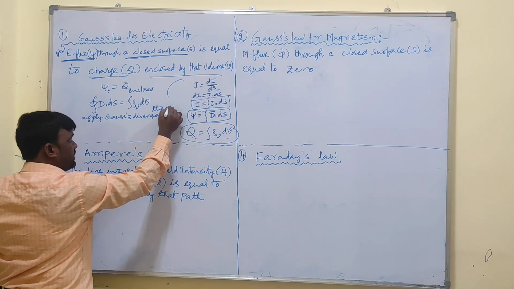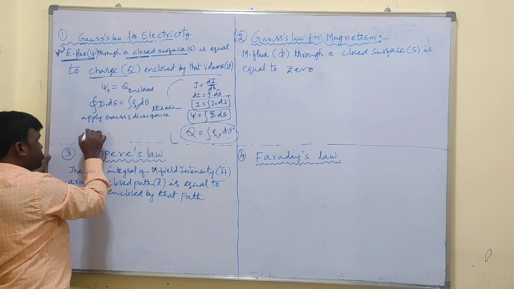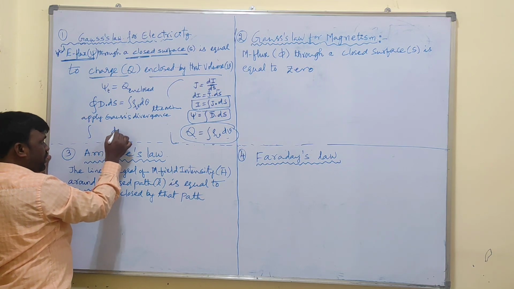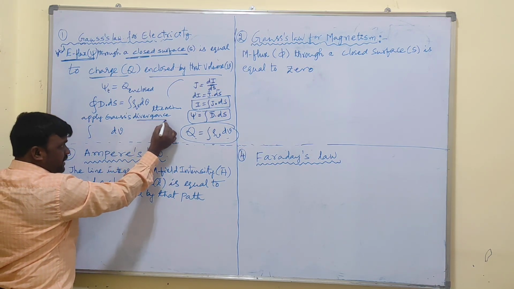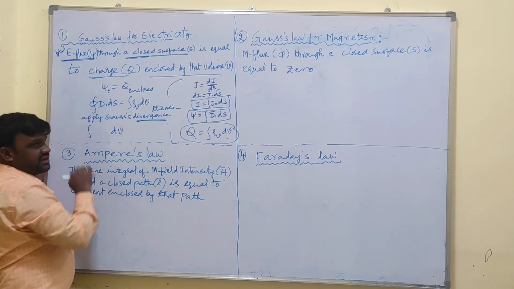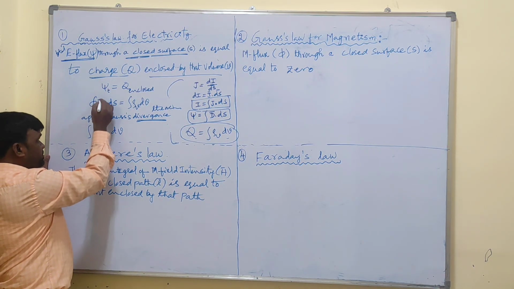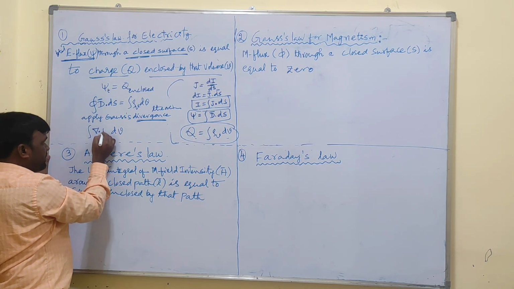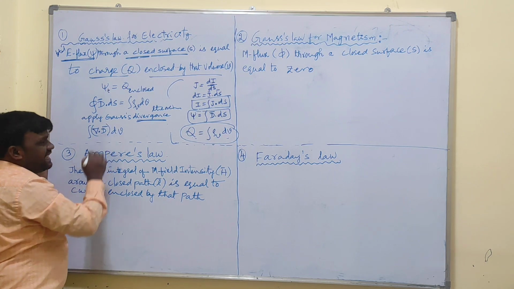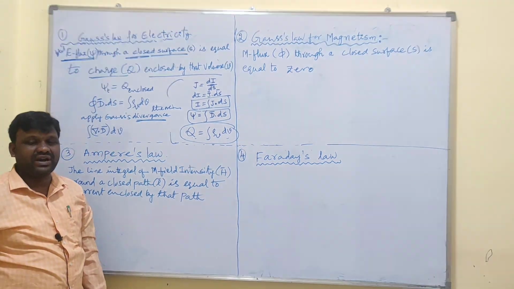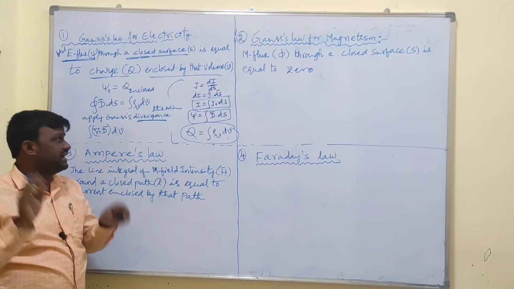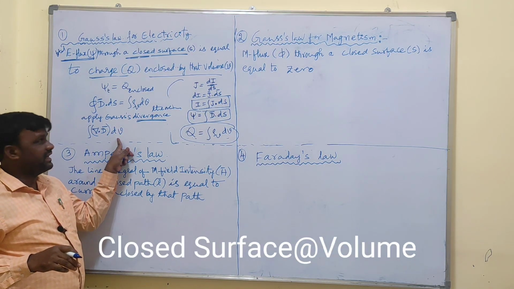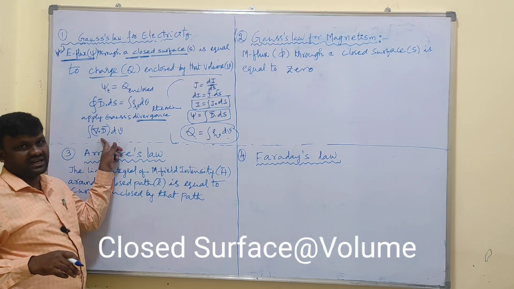Apply Gauss divergence theorem. You will get here closed surface integral becomes what? Volume integral. Theorem name is divergence. When you apply Gauss divergence theorem, this vector becomes divergence of that vector. That means basically Gauss divergence theorem is used to convert closed surface integral into volume integral. This closed surface integral becomes volume integral and vector becomes the divergence of that vector.